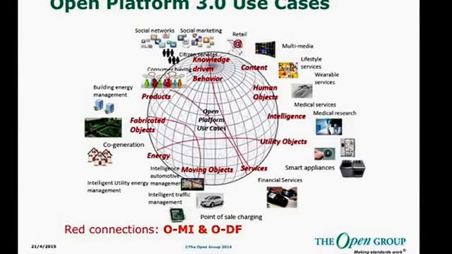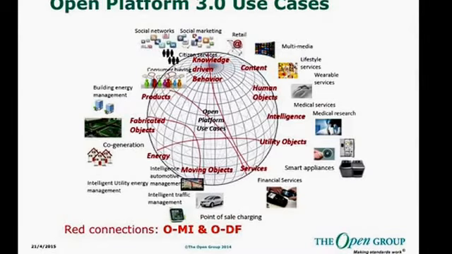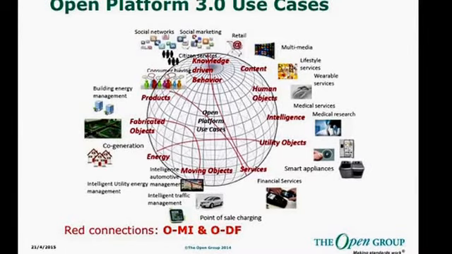So if you want to do intelligent utility energy management, intelligent automotive management, intelligent traffic management, and so on, you typically need information coming from many different kinds of sources. So in the same way, OMI and ODF are really enablers for these red lines that you can see here, for enabling ad hoc information flows between relevant information systems for whatever is your application.